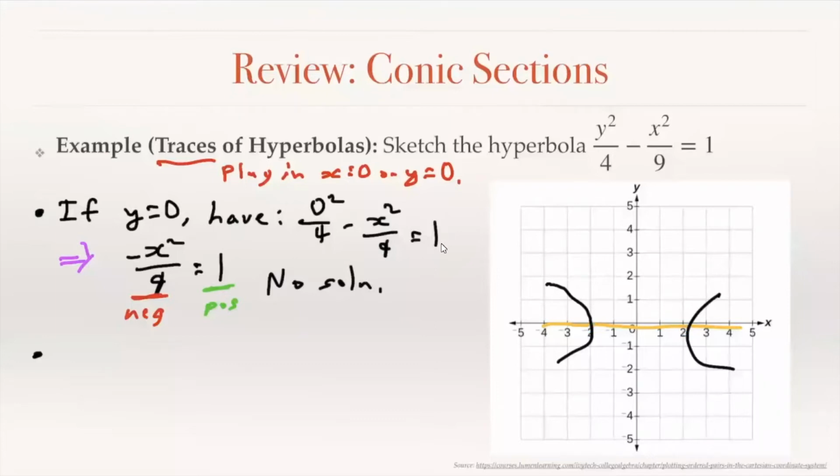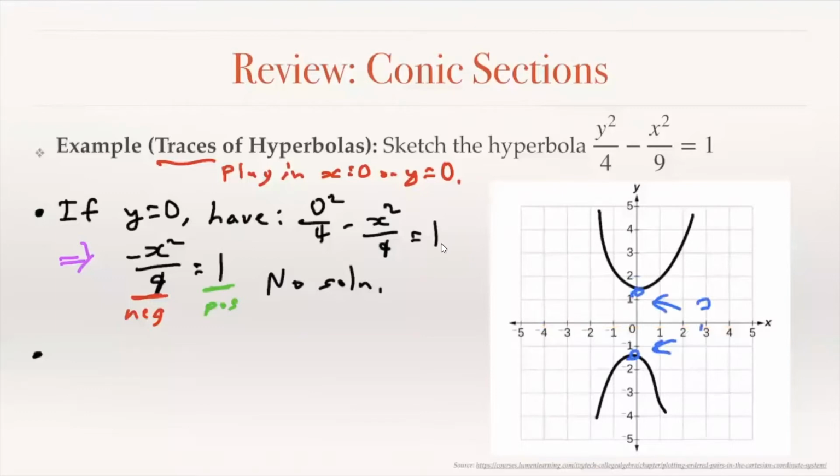So therefore, we know that the hyperbola must be facing this way. And we're interested in what are these 2 points? Well, those 2 points correspond to x equals 0, since the y-axis is x equals 0. So we can find those by plugging in x equals 0 into the equation and solving.